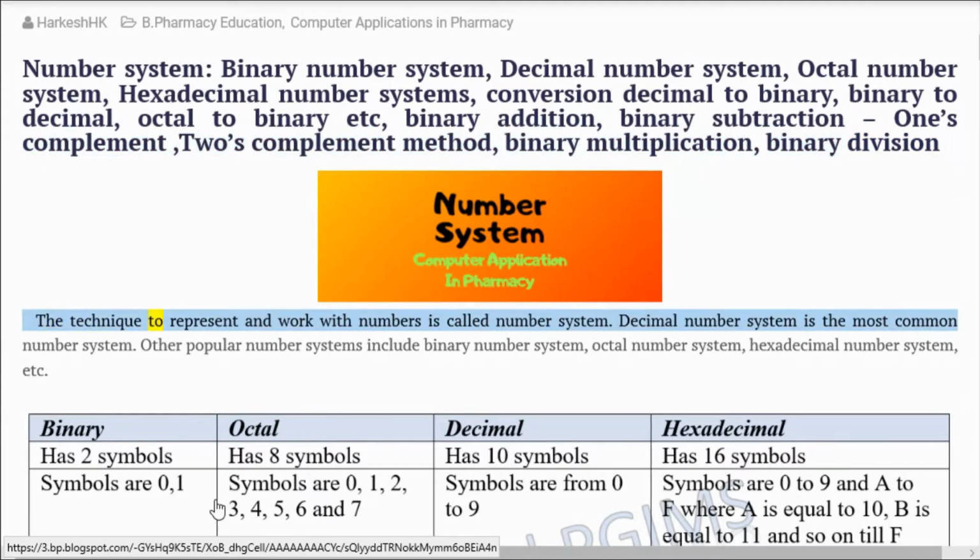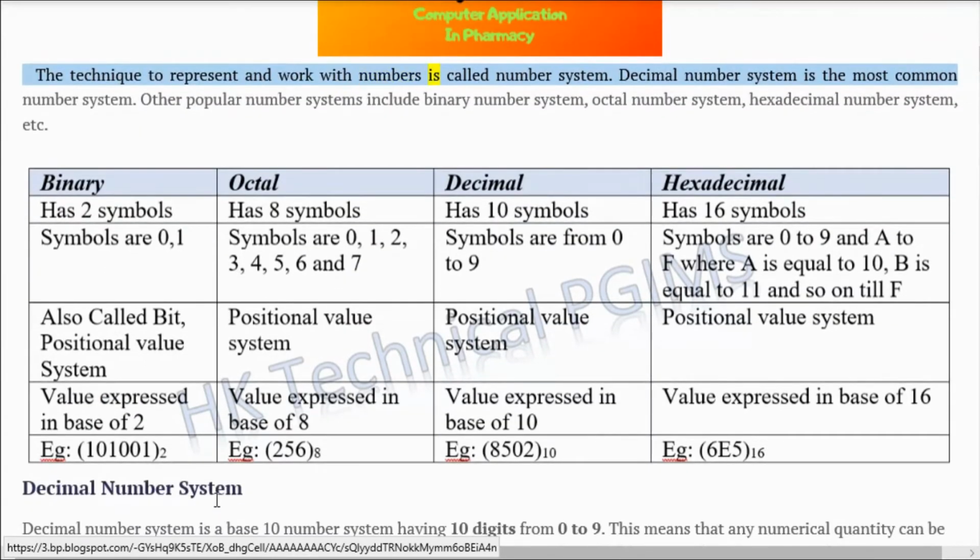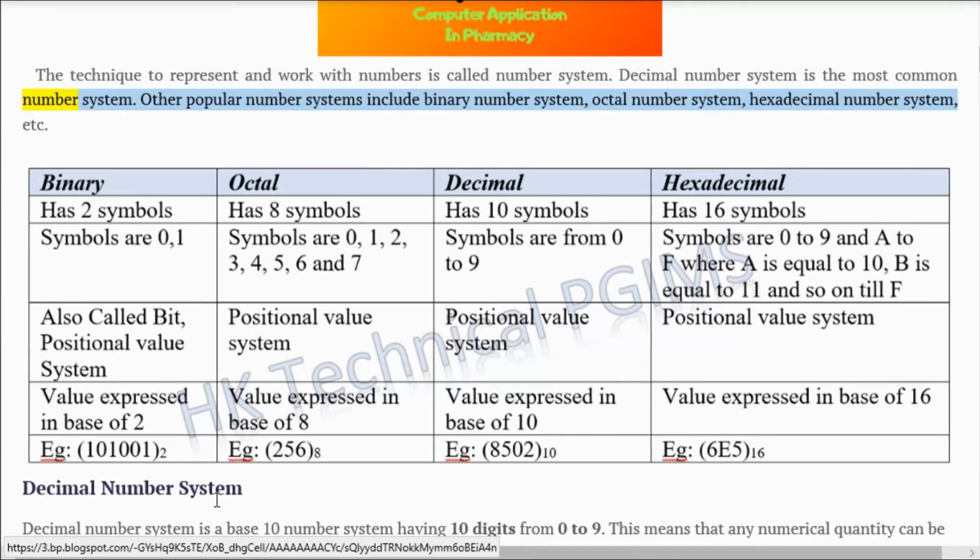The technique to represent and work with numbers is called number system. Decimal number system is the most common number system. Other popular number systems include binary number system, octal number system, hexadecimal number system, etc.